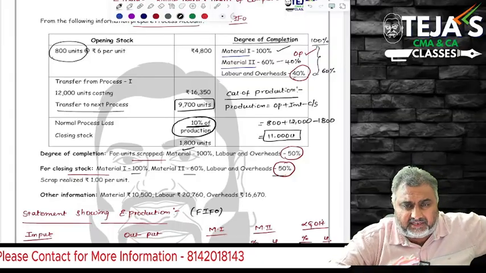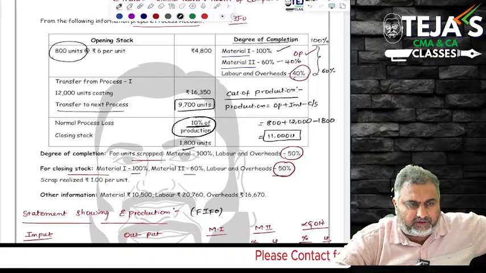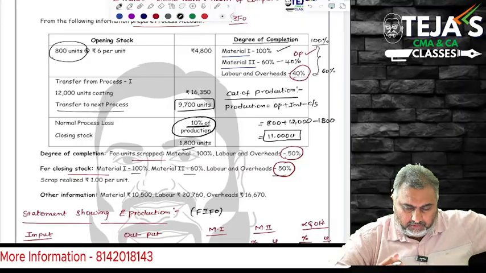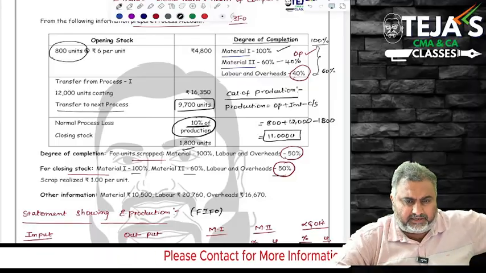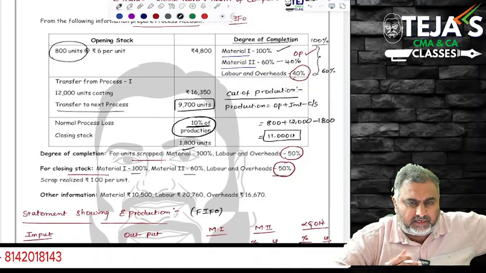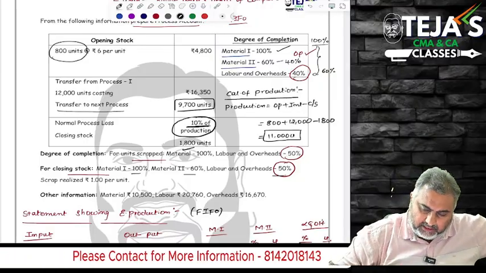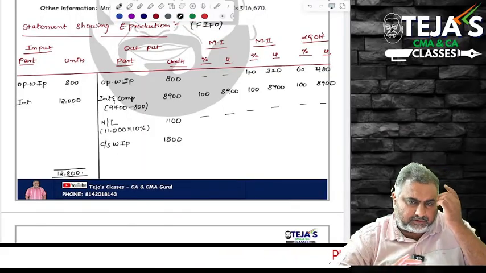Sir, what did I say the equivalent production formula is? Units multiplied with the degree of completion. We are preparing the equivalent production statement. What is the closing stock units? 1800. Material 1, how much completed? 100%. So what is the formula for completed units? Number of units multiplied with the degree of completion. Correct? So from the closing stock point of view, what degree of completion are we supposed to take?